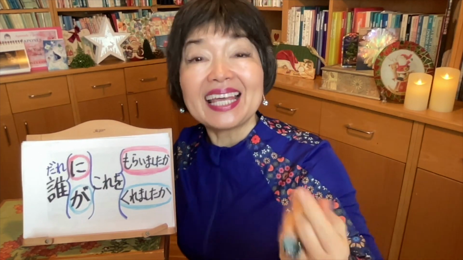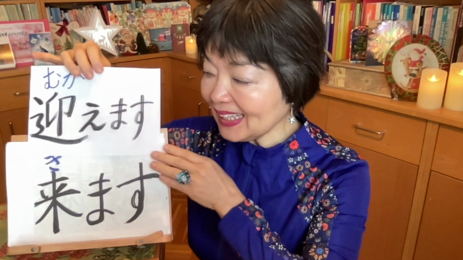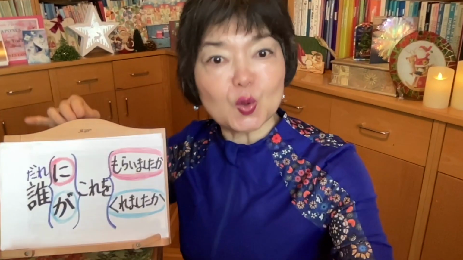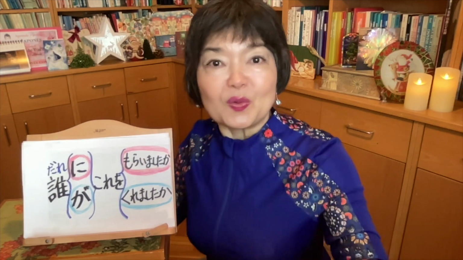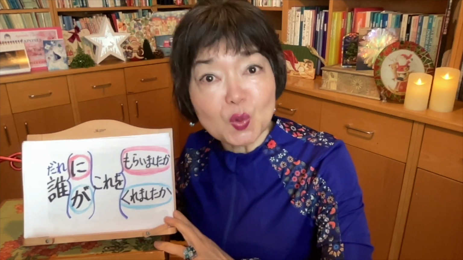I asked him, and he did me a favor. 友達は空港まで迎えに来てくれました。In this sentence, maybe I didn't ask him anything, but for himself, he did this favor. He came to pick me up. Now you know the difference of this nuance between もらいます and くれます.